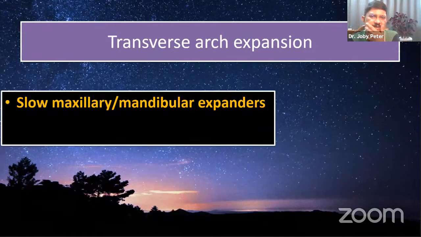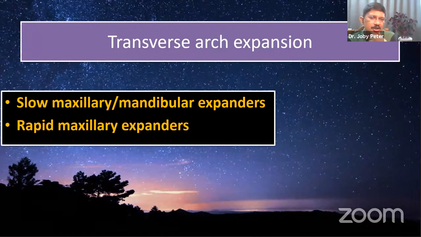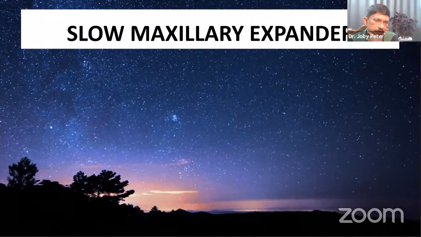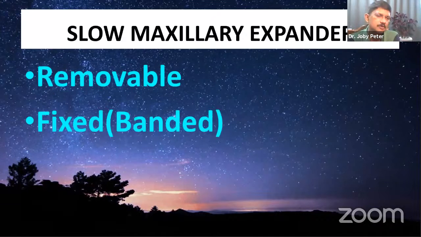So you can expand the arch transversely with slow maxillary or mandibular expanders at an early age. All of these are dentoalveolar expansion, transverse expansion. So you can do slow maxillary or mandibular expanders, or even rapid maxillary expansion, especially in the maxilla, and the mandible can follow. In a severe condition you can do rapid max expansion also. So all are transverse expansion. There are removable slow max expanders or fixed slow max expanders, which are banded expanders, available.